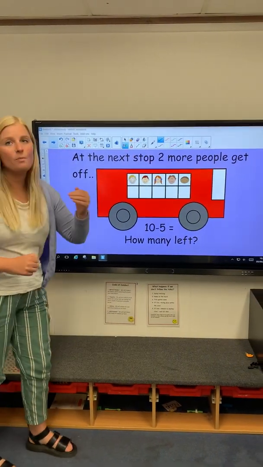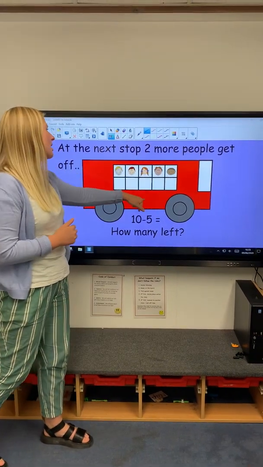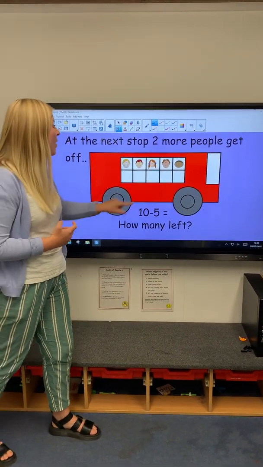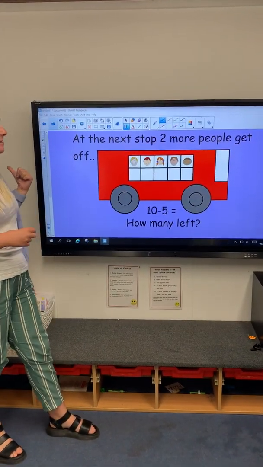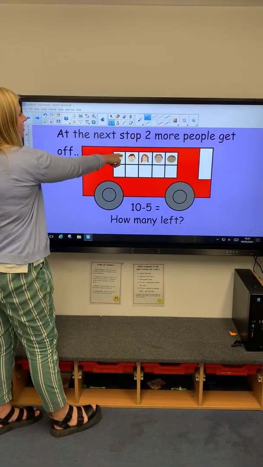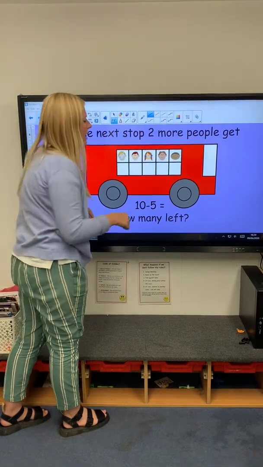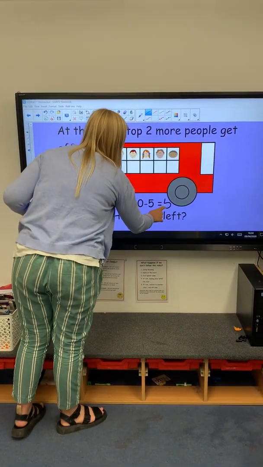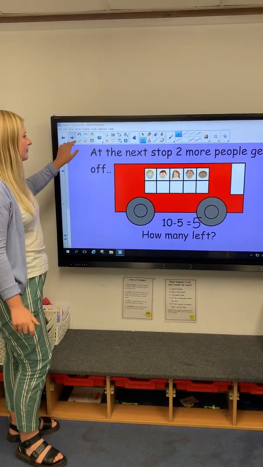Now at the next stop, 2 more people get off. So we had our 10 people to start with, and now 5 people have gone, and they've been subtracted from the 10 frame. So now we only have 1, 2, 3, 4, 5 people left on the bus. 10 take away 5 equals 5.